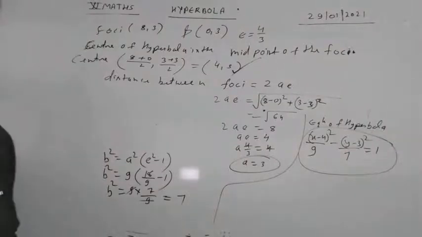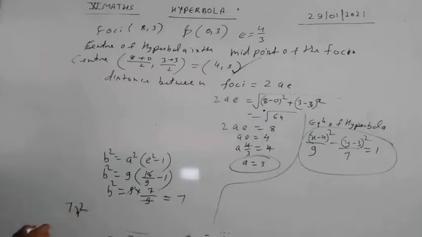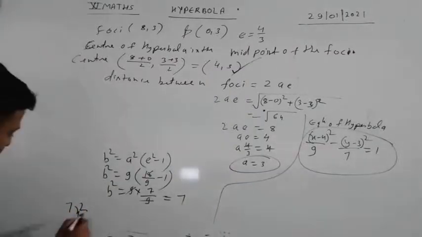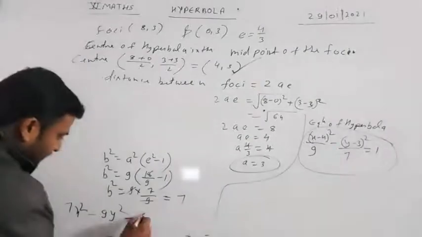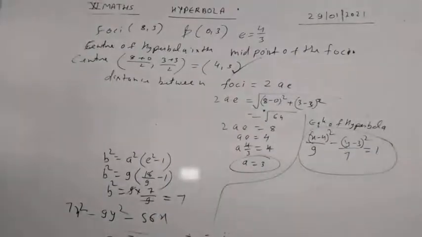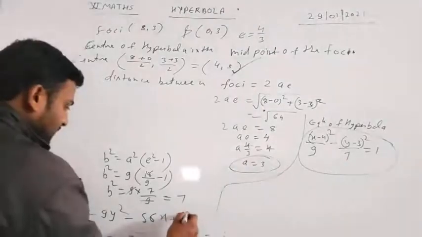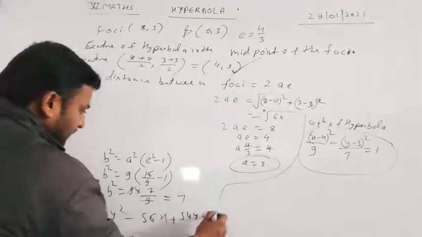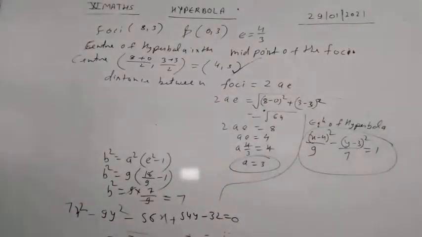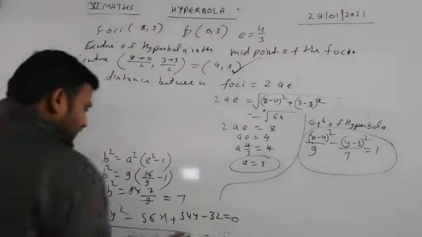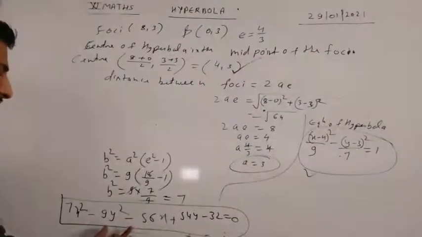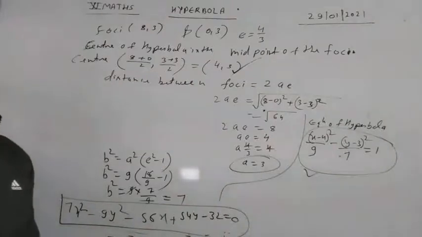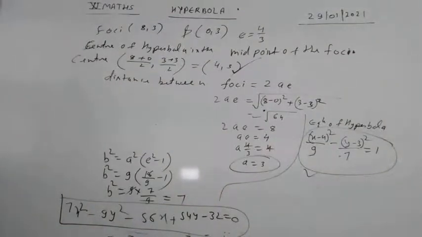If we expand this, we can get the result, which is 7x square minus 9y square minus 56x plus 54y minus 32 is equal to 0. Okay, student, when we expand this equation, we get our required equation of hyperbola which we have to find out.